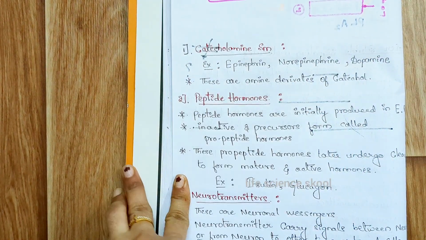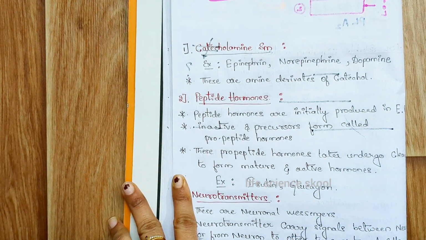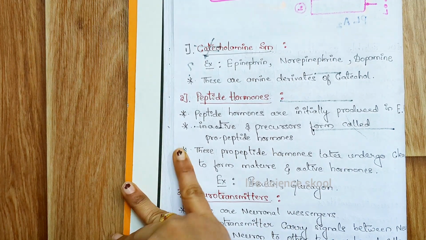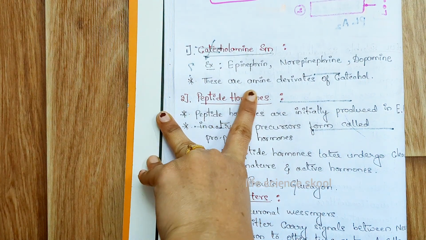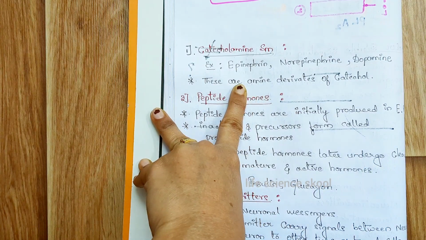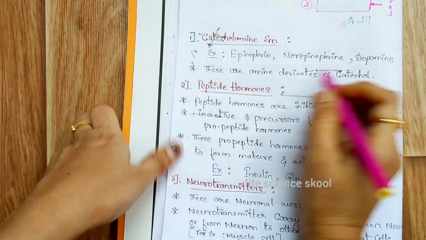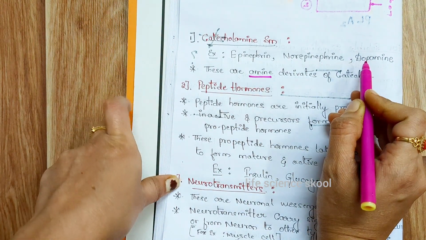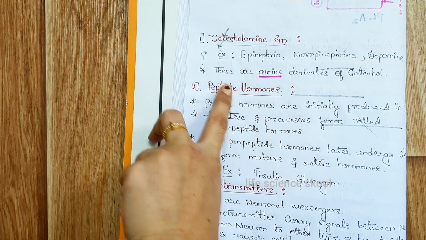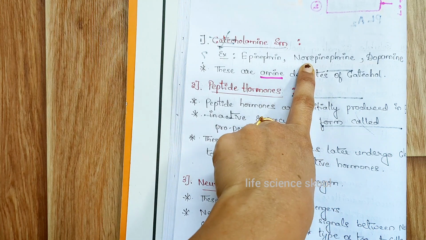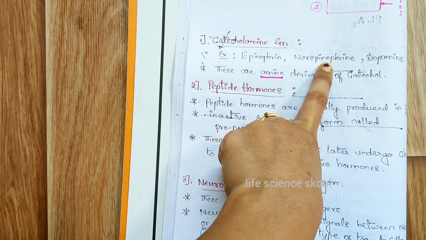So these catecholamine signaling molecules actually include amine derivatives of catechol. All the amine derivatives of catechols will be present in this group. Examples for this are epinephrine, norepinephrine and dopamine. Epinephrine means adrenaline. Another name for epinephrine is adrenaline, and another name for norepinephrine is noradrenaline.